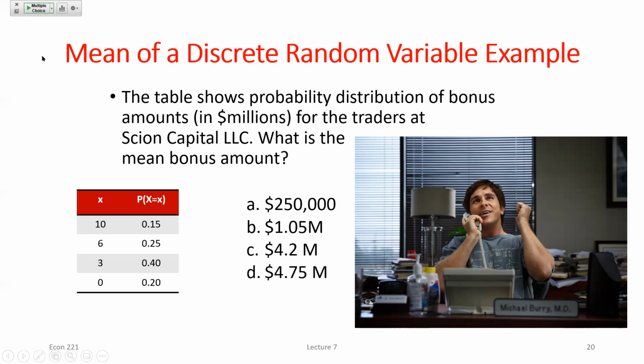So with this idea in mind, that the mean or the expected value of a discrete random variable is essentially just a weighted mean, let's say the X outcome, the variable I'm interested in, is the bonus that someone is going to get. This is in millions. You don't have to add all the zeros on. Whatever your answer is, just put an M on the end. So there's this crazy investment capital firm, and the bonus amount is 10, 6, 3 million, or 0. Each one of those outcomes has a different probability associated with it. What's the expected value of this bonus?